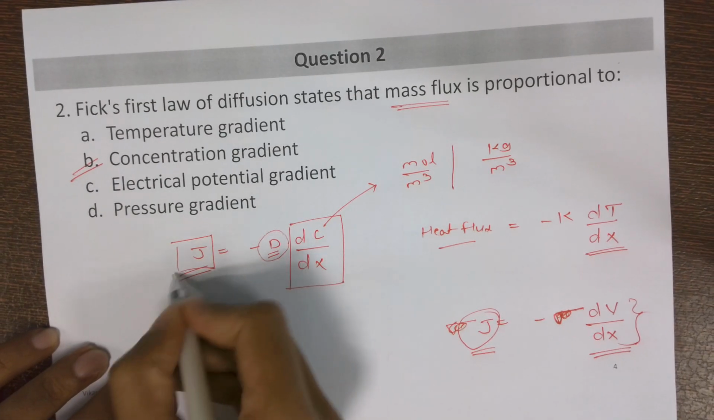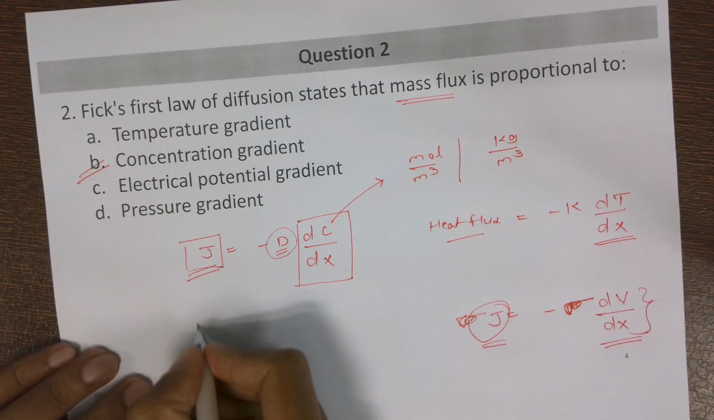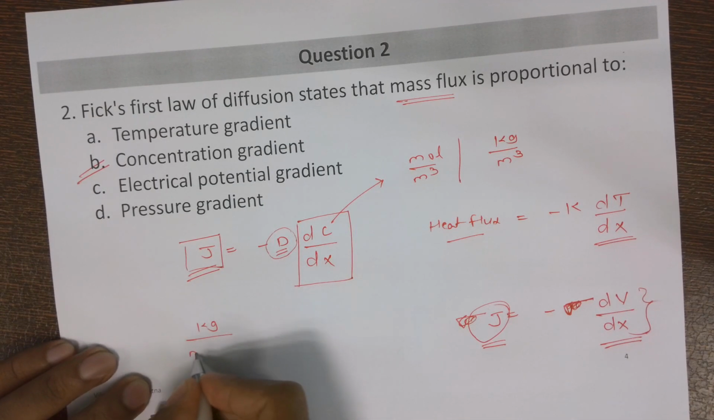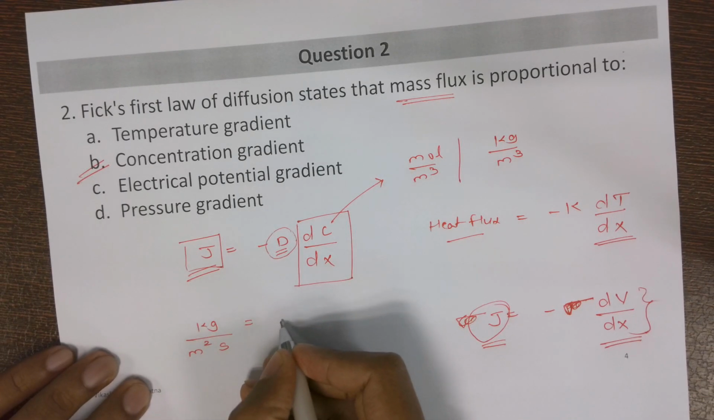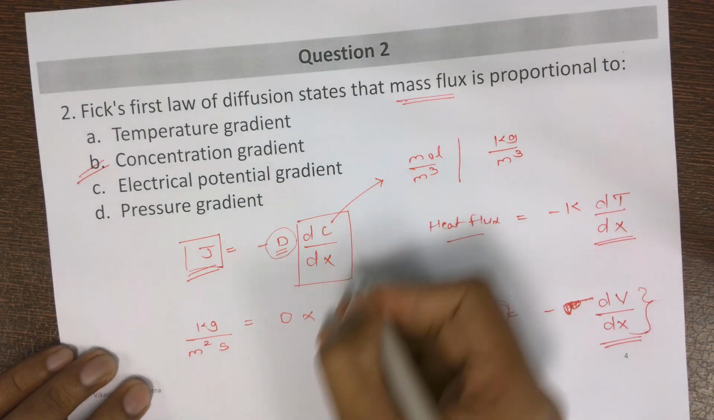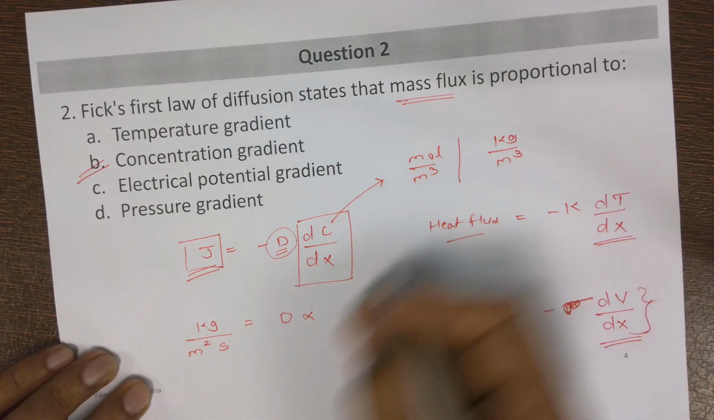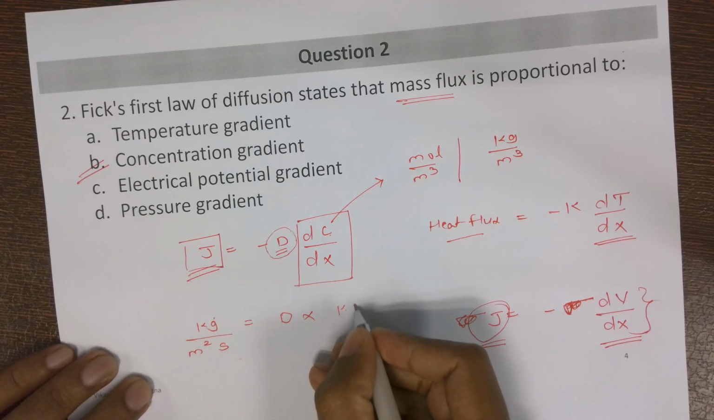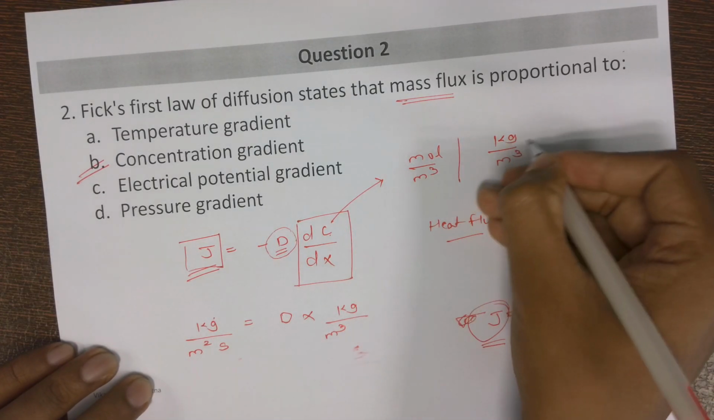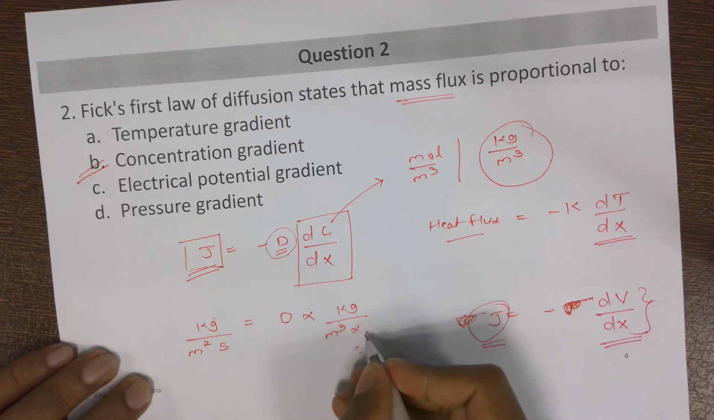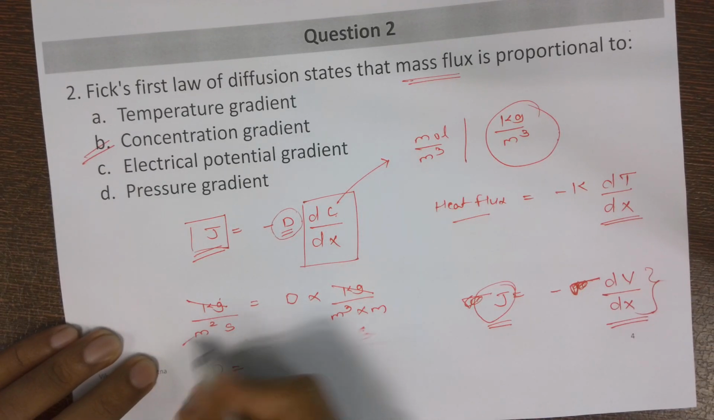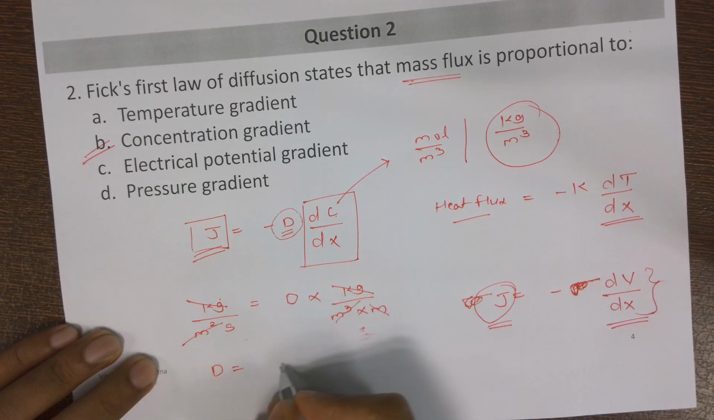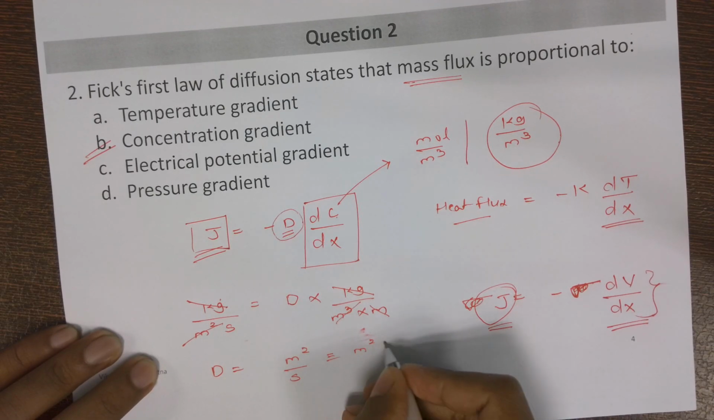So what is J? We know that J is the mass flux, like the mass flowing per unit area per unit time. We are aware of this. Then we need to find the unit of D multiplied by dc over dx. C we know, let's say we are using mass here, is kg per meter cube, and the distance unit is meter. So from here we can find the unit of D: this will be cancelled out, this will be cancelled, meter square will be there, so D will be meter square per second. Okay, so we can write it like this.